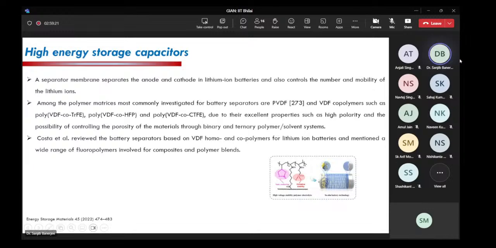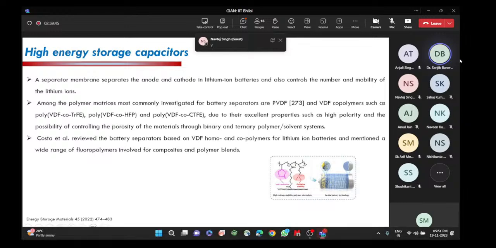So we'll start with the application of these fluorinated materials in high energy storage capacitors. Before I go into the details of the applications, we need to know what capacitors are and what the uses of these capacitors are, right? So I want to know how many of you are aware of what capacitors are. Just write y or n in the chat. You get 2 minutes to answer.